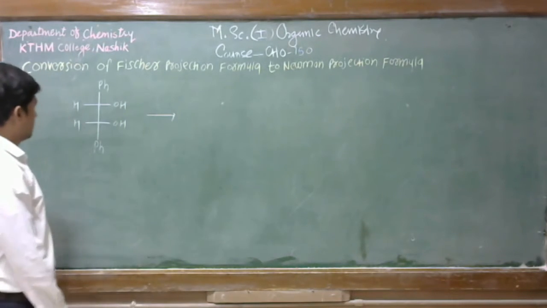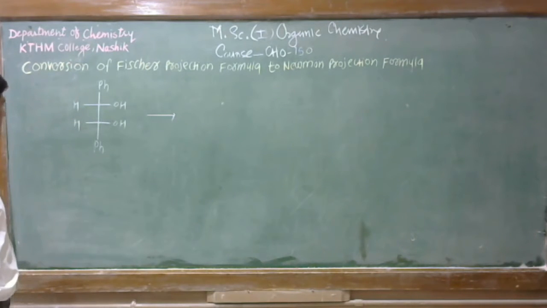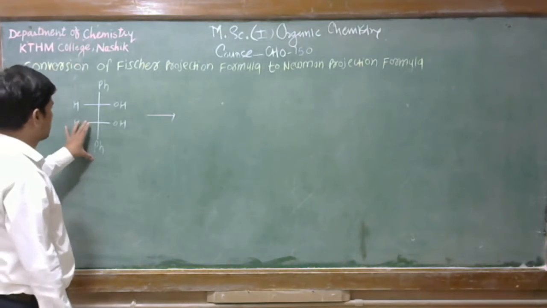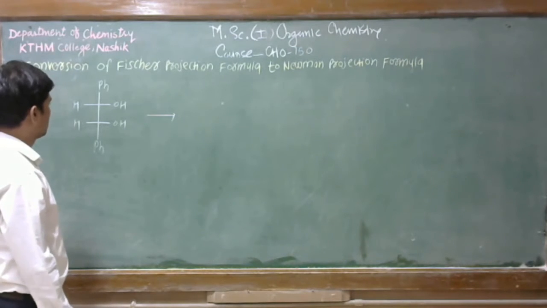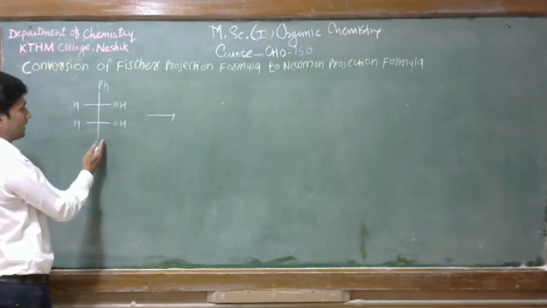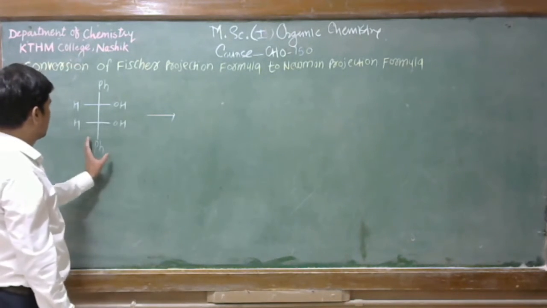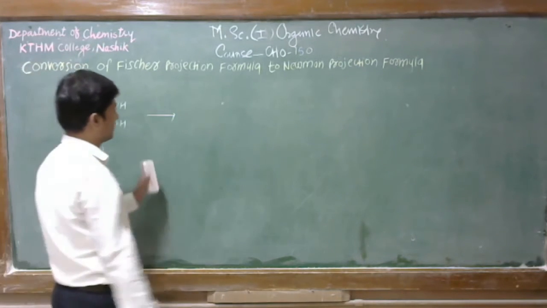Firstly, we have to convert this Fischer projection formula into the Sawhorse projection formula, and see here how to convert this Fischer projection formula into Sawhorse projection formula. In last lecture, we have discussed the Sawhorse projection formula. So the groups present on the vertical line have to be taken above the plane, and the groups present on the horizontal line have to be taken below the plane.